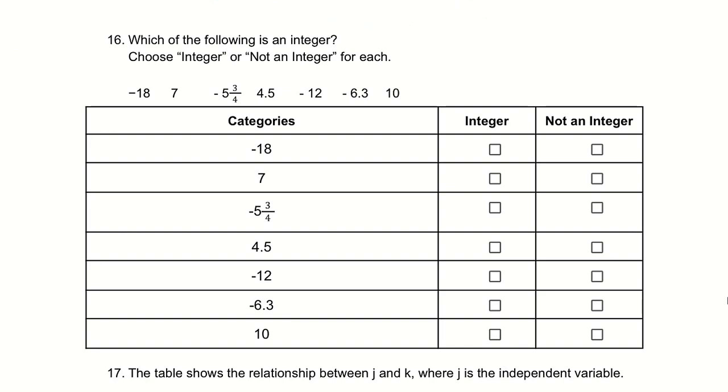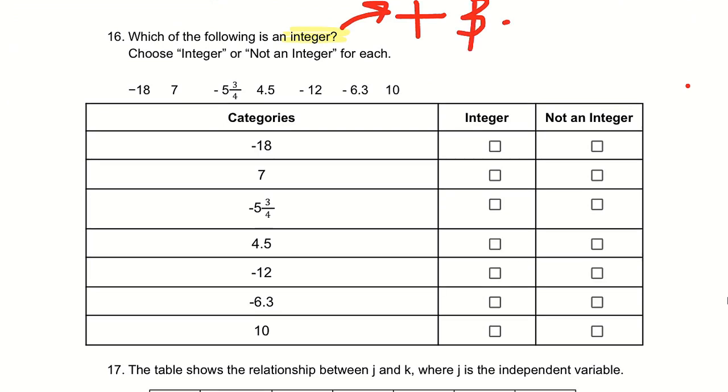Okay, I know that an integer is a positive and negative whole number. So all this means is it can't be a decimal or a fraction. Everything else is fair game. So negative 18 is a negative whole number. So that is an integer. 7, positive whole number. That's an integer.